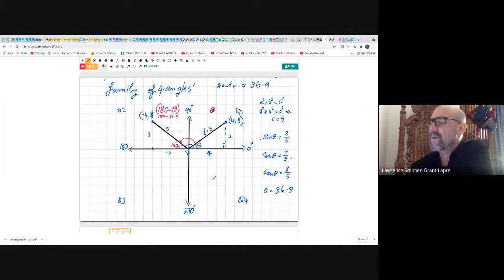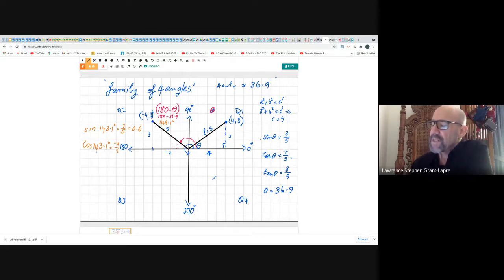So actually, let me not write it where I wrote it because it looks like this angle is 143. 36.9 is that little angle, 143.1 degrees. Now, it just so happens that sine of 143.1 degrees equals opposite over hypotenuse. It still equals 0.6, positive. Cos of 143.1 degrees, this is negative 4 over 5.